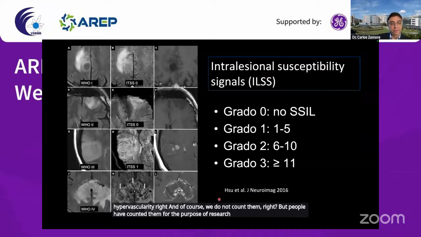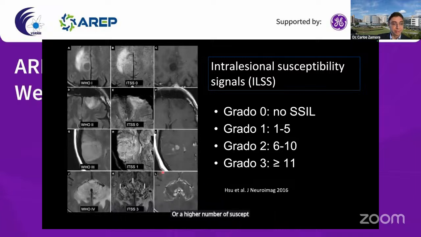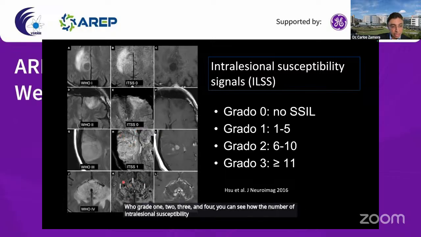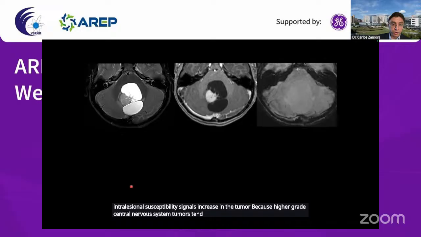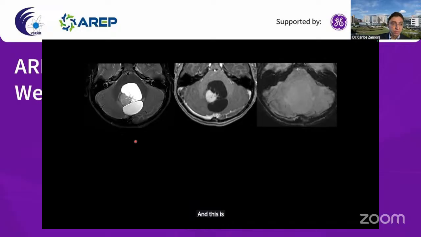And they have found that in general, when a tumor tends to be higher grade, you tend to have more, or a higher number, of susceptibility signals in the tumor, right? From WHO grade 1, 2, 3, and 4, you can see how the number of intralesional susceptibility signals increases in the tumor, because higher grade central nervous system tumors tend to hemorrhage more frequently. And this is one example of that, that was a glioblastoma, the prior one, right?